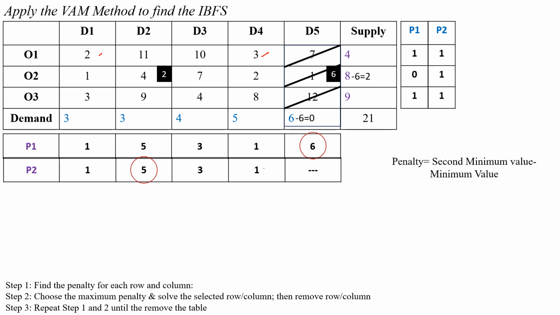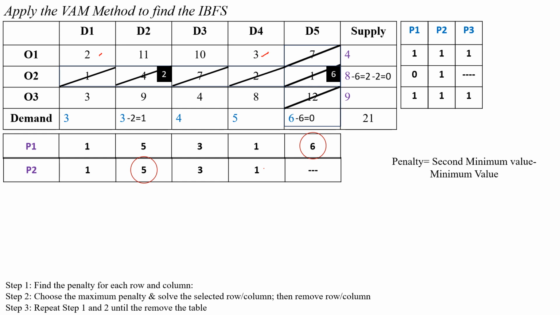Then subtract this 2 from the supply as well as the demand. Then supply will become the 2 minus 2 which is equal to the 0. And demand will become the 3 minus 2 equal to the 1. So here supply is the 0. So that is for the O2 row. So for the O2 row supply is 0. Then we have to remove this O2 row.